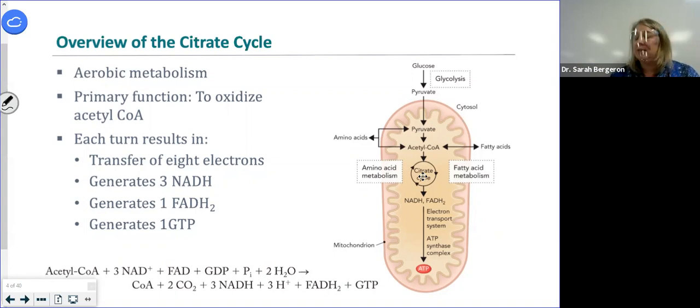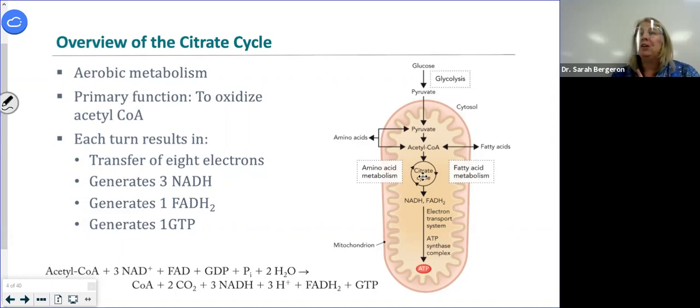So when we talk about the citrate cycle in general, basically what is happening is that acetyl-CoA is going to be oxidized. That's our overall goal. And every time we make that circle, what are we actually gaining? The way that we're going to harvest energy is by transferring electrons. It's all about the transfer of electrons from here on out. We're going to transfer 8 electrons in total per turn.